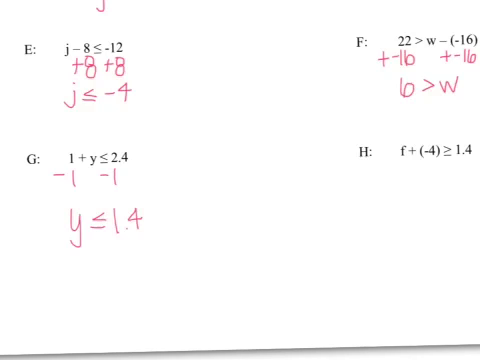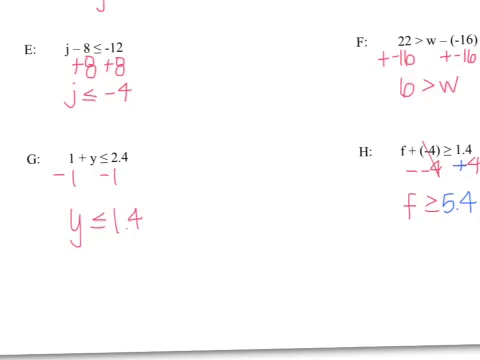And the same thing for H. So we have f plus negative 4. So to get rid of that negative 4, we need to minus negative 4. Do it on both sides. So that's f. That's gone. Greater than or equal to 1.4 plus a negative, minus a negative is just a plus. So this becomes 5.4. And that's it for those. So you solve these exactly the same way you would as if there was an equal sign there.